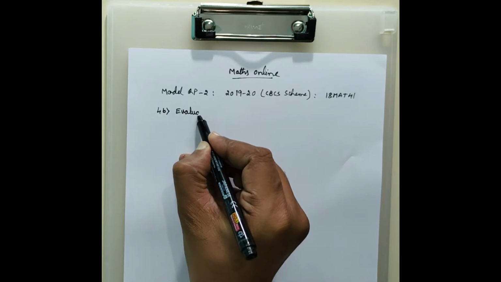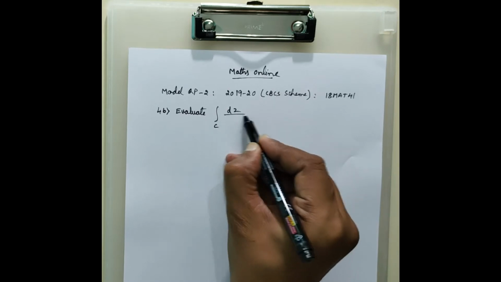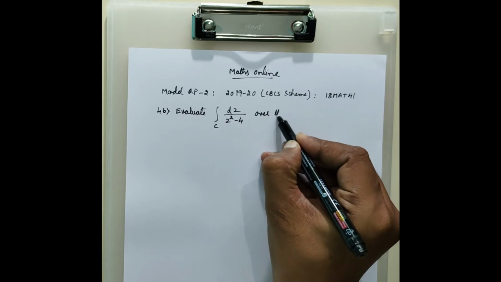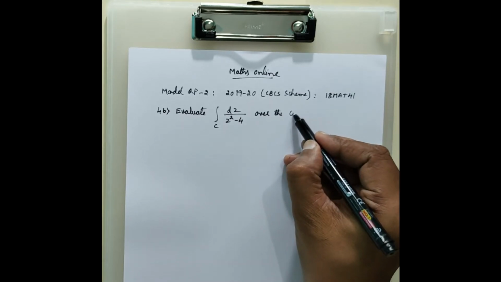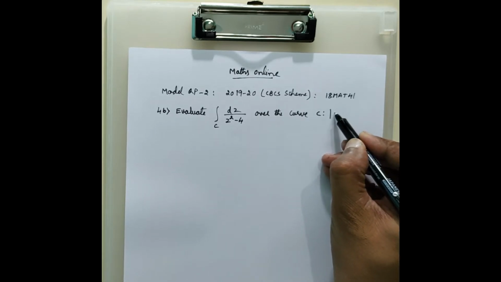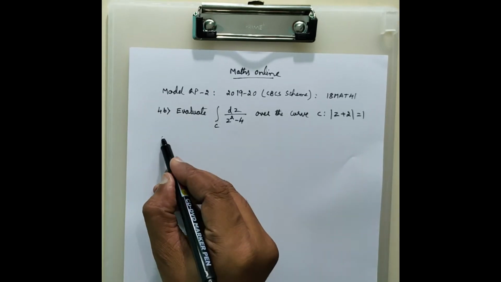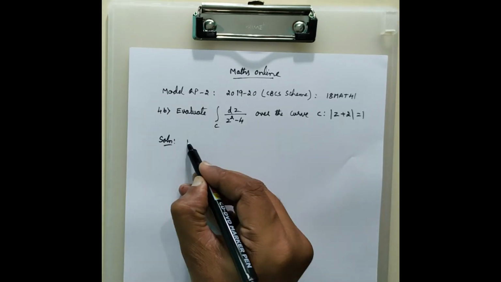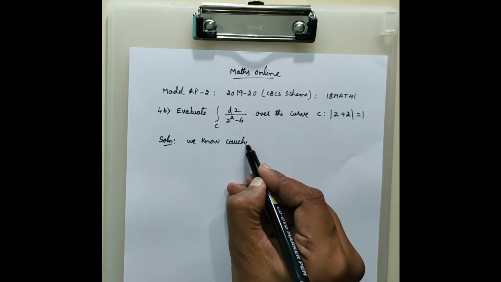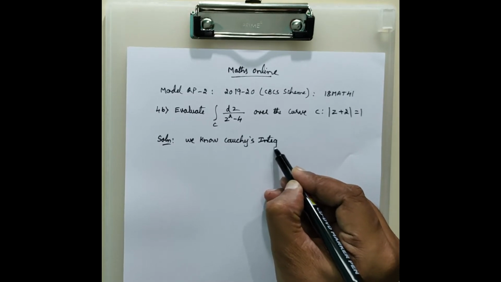Evaluate the integral over C of dz by z square minus 4, over the curve C: modulus of z plus 2 is equal to 1. So we know the Cauchy's integral formula, so we'll try to use the Cauchy's integral formula over here.